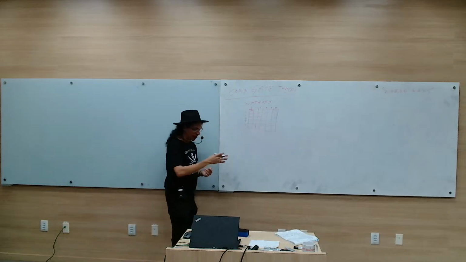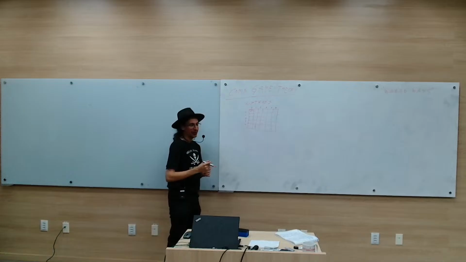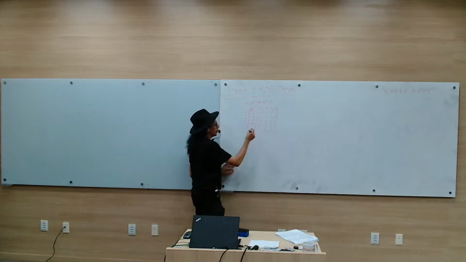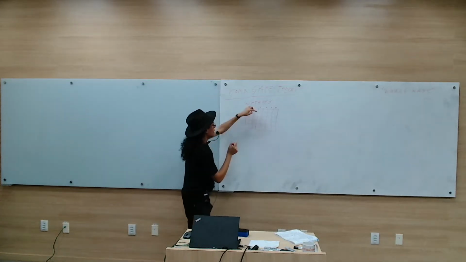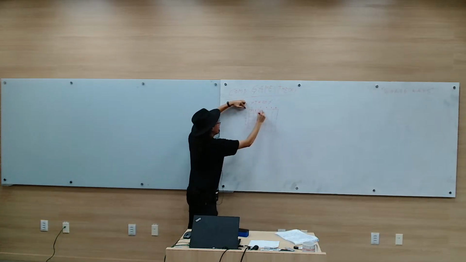If I check all my options and there is some P position, I can win because I move there and the other player loses. If not, any move I do, I go to a situation where the next player will win, so I am forced to lose. So for every position, I check all the options, this has a P, so this is N. I check all the options, this has a P, this is N. And so on.